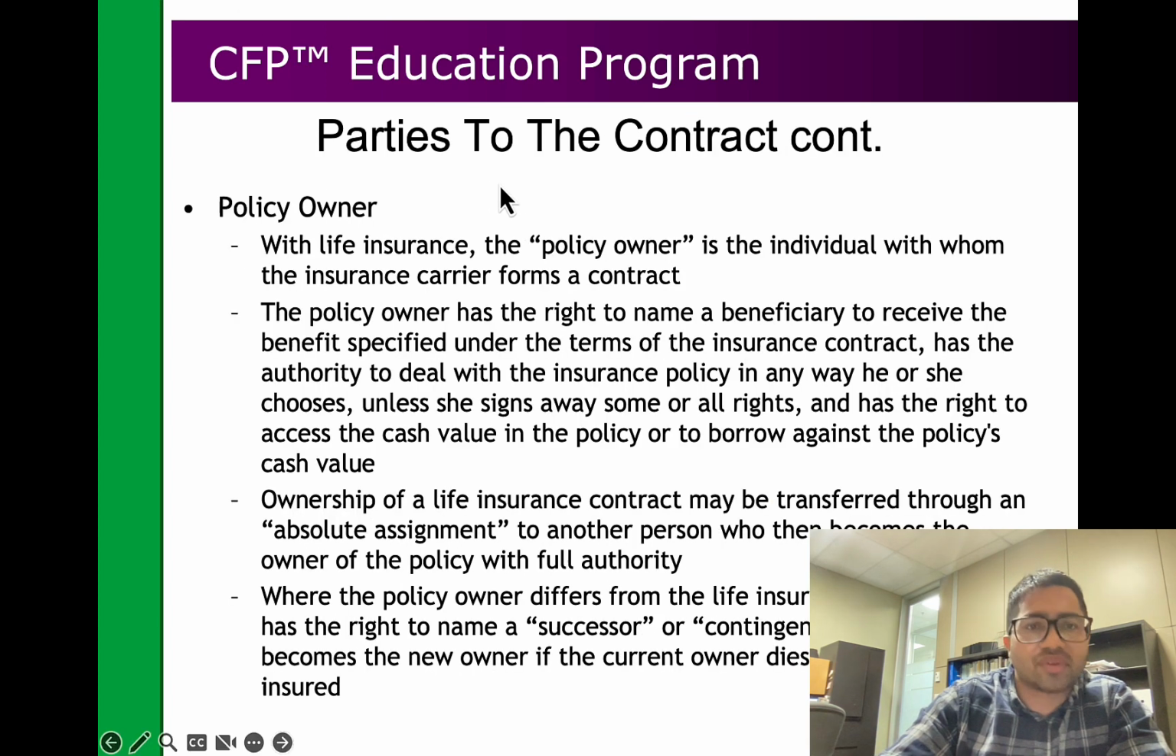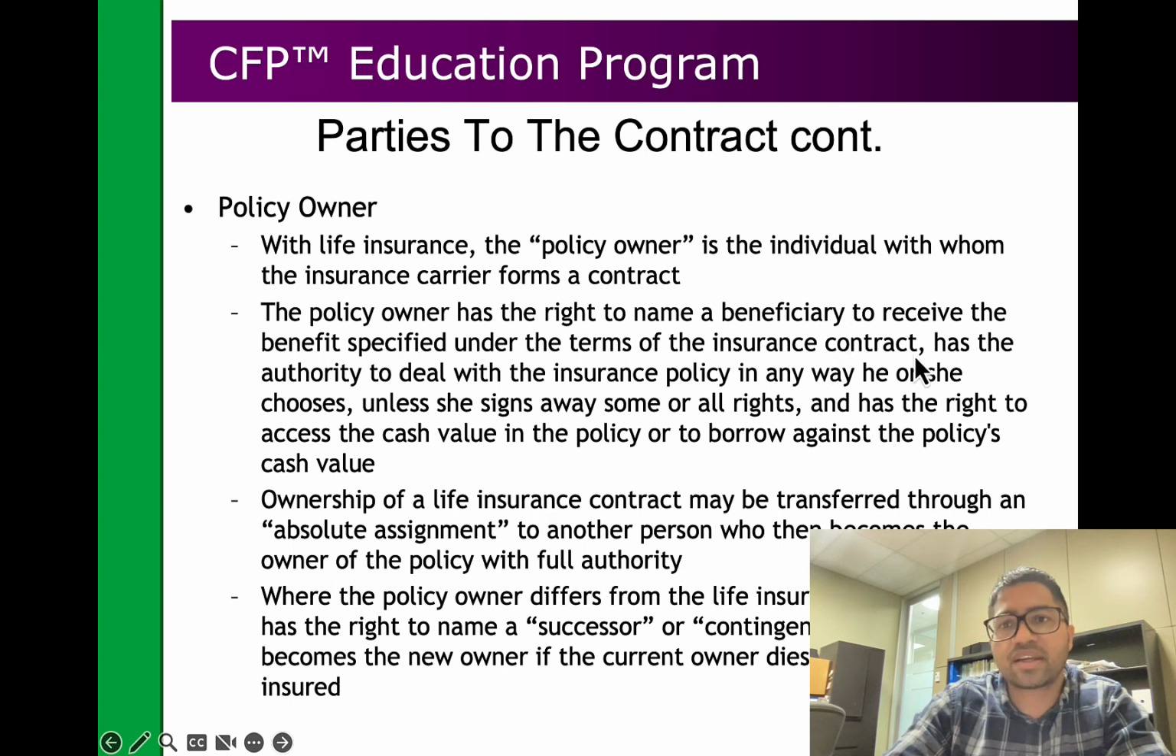Now, who is a policy owner? You might be wondering that. With a life insurance contract, the policy owner is the individual with whom the insurance carrier forms the contract. The policy owner has the right to name the beneficiary to receive the benefits specified under the terms of the insurance contract. The policy owner has the authority to deal with the insurance policy in any way he or she chooses, unless he signs away some or all of his rights, and has the right to access the cash value in the policy or to borrow against the policy's cash value.